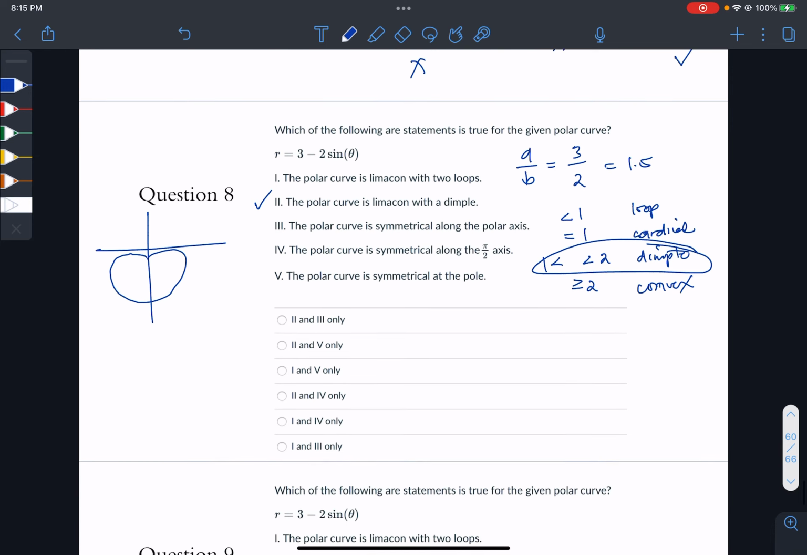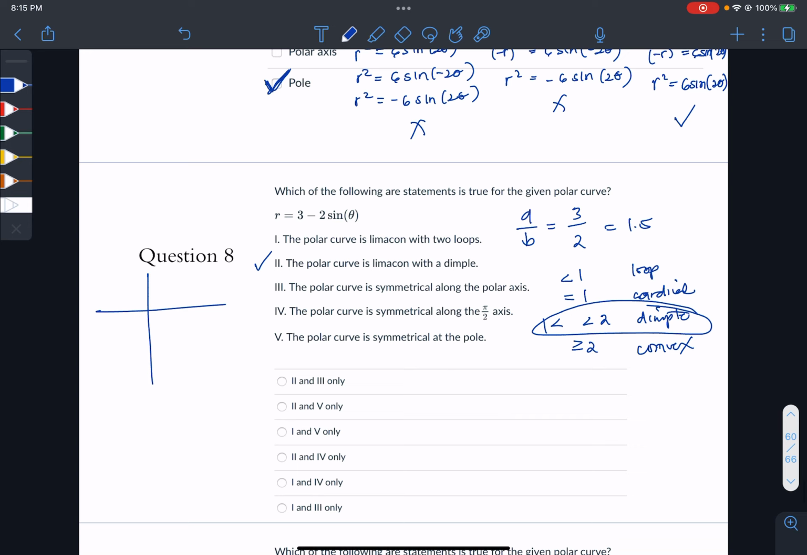Or mali. Doesn't look like this one. Kasi negative, no? So nasa baba siya. So it has a dimple. So ngayon, again, this is symmetrical along the pi over 2. The polar curve is symmetrical along the pi over 2, so this is the polar axis, then the pi over 2 axis. So ang sagot is 2 and 4. This one.